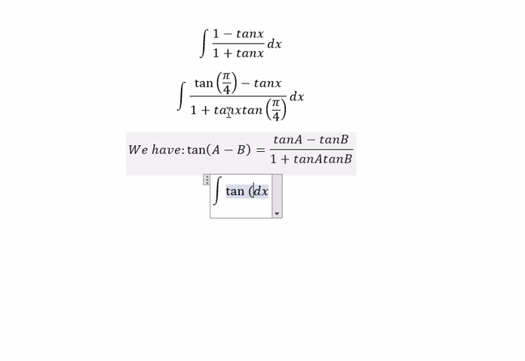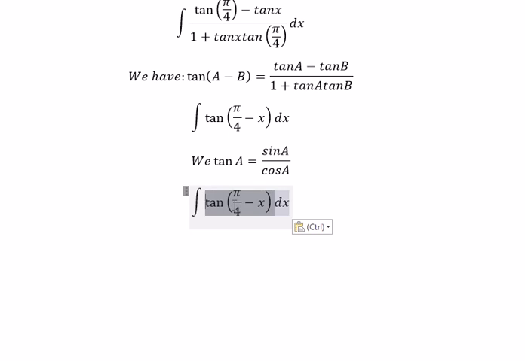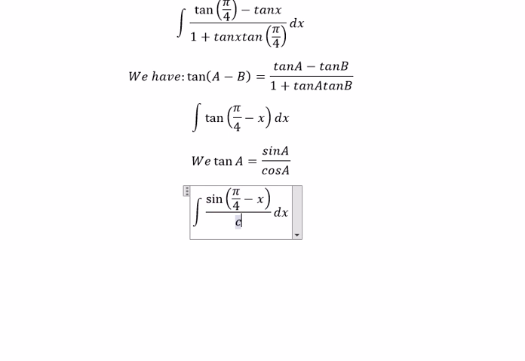tan of π over 4 minus x. Next, we have tan a equal to sine a over cosine a. So we change this one into sine of π over 4 minus x over cosine of π over 4 minus x.